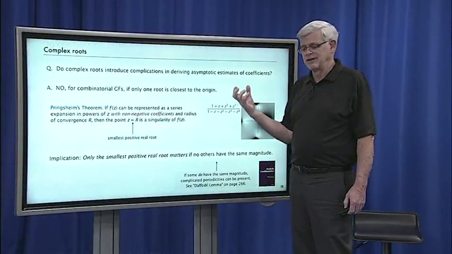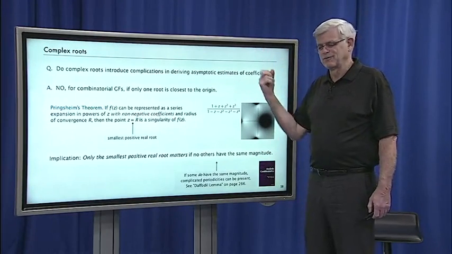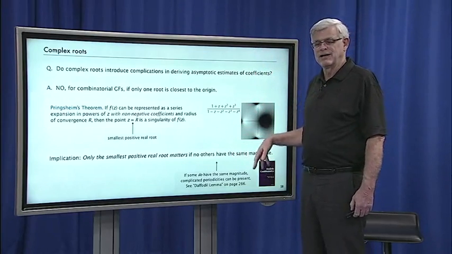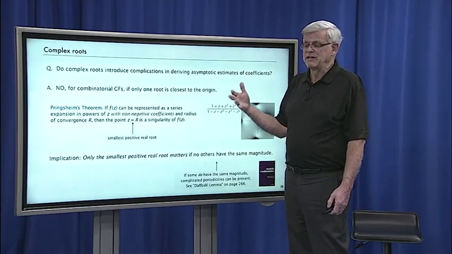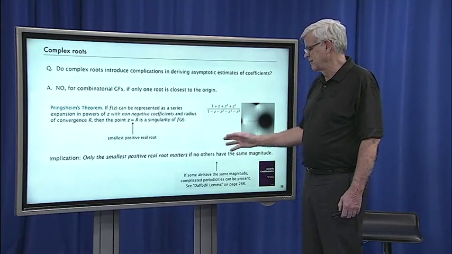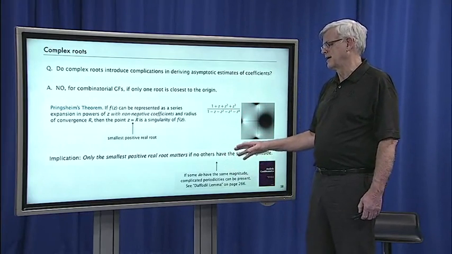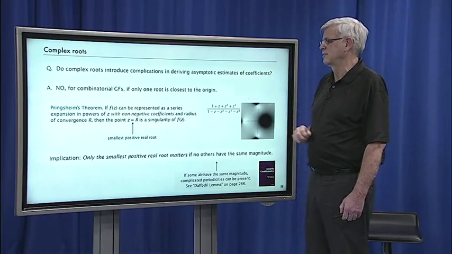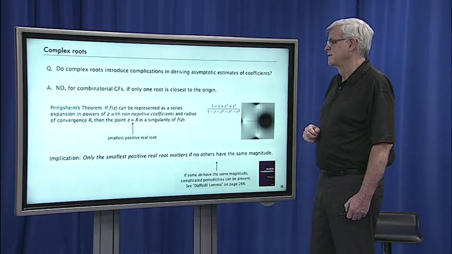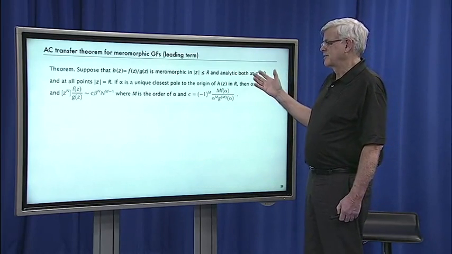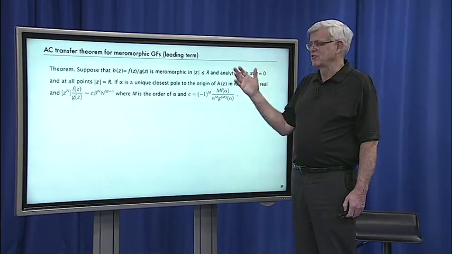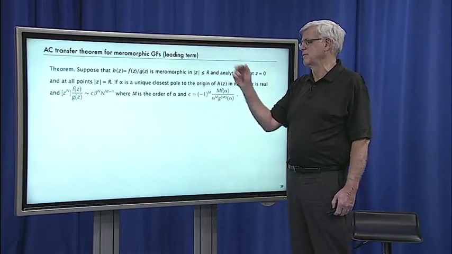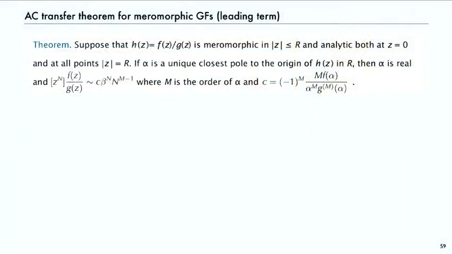It's called the Daffodil Lemma, because the curves that we have to consider maybe look a little bit like a daffodil. It can get very complicated. But for so many of the combinatorial classes that we've considered, this doesn't come up. There's a single root that's closest to the origin, and therefore it's real by Pringsheim's theorem. So that's going to lead us to a much simpler theorem for the leading term of the asymptotics for meromorphic generating functions. So here's the theorem.